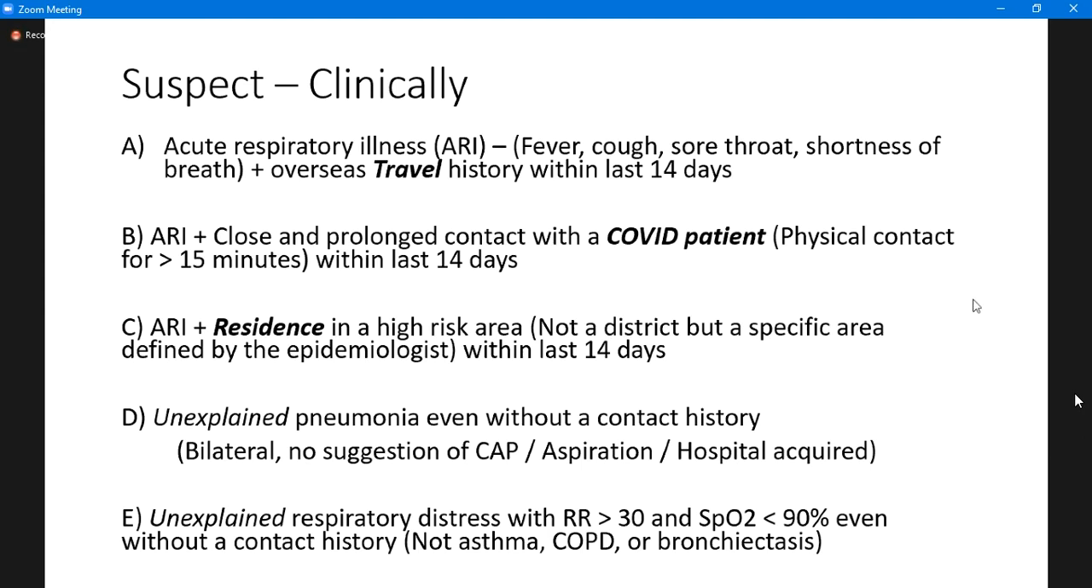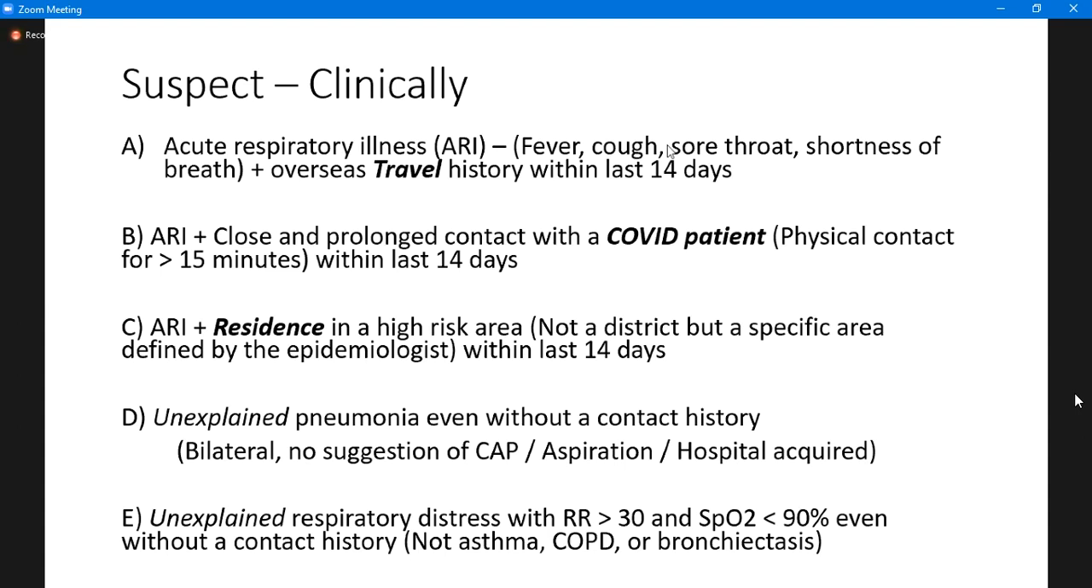So I think we have covered criteria A, B, C, both referred to acute respiratory illness patient with three different exposures: overseas travel, close contact with a COVID-19 patient, or residence in a high-risk area. Now, there are two other groups of patients. If somebody contacts you, or if you see a patient who has an unexplained pneumonia. Now, unexplained pneumonia is not pneumonia.